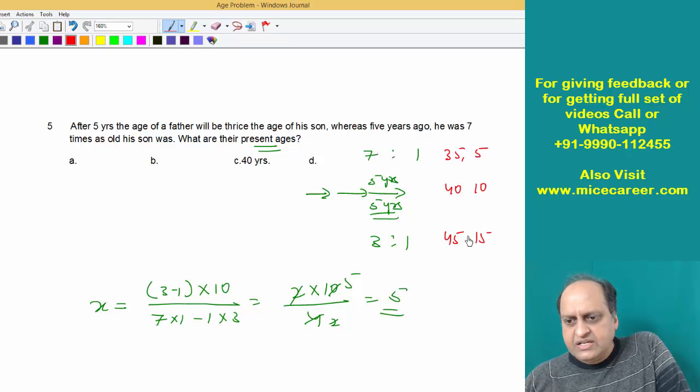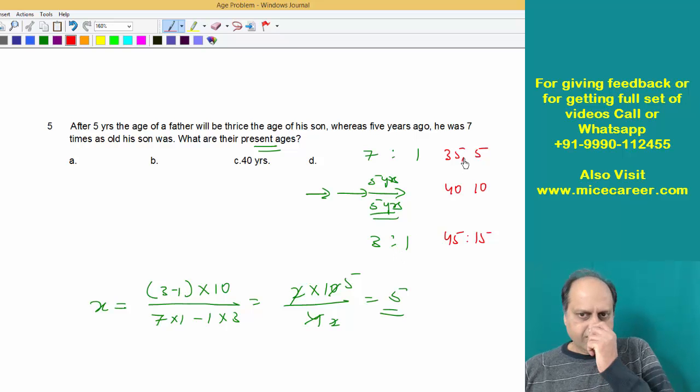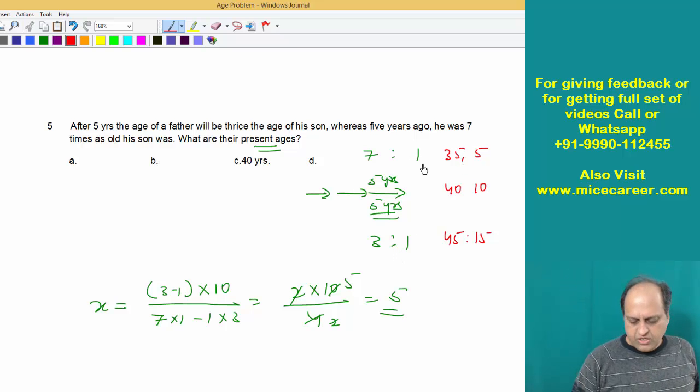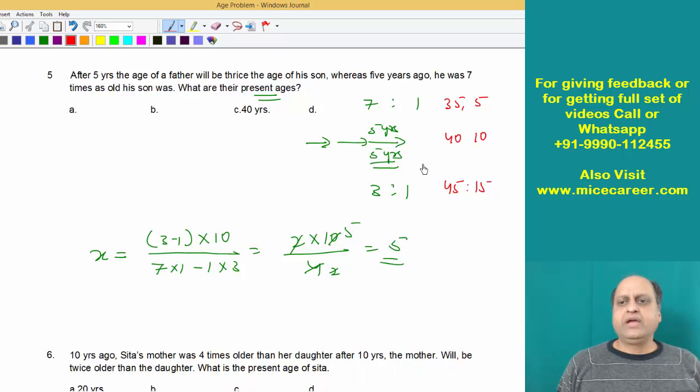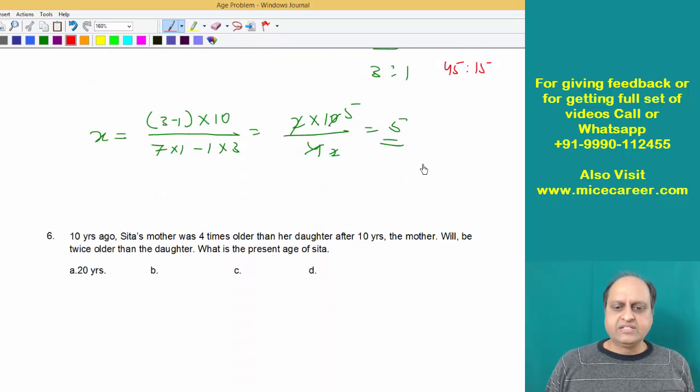Now you can see here the ratio is 3:1. Here the ratio is 7:1. So how fast can you do it? You may not write many things in between.